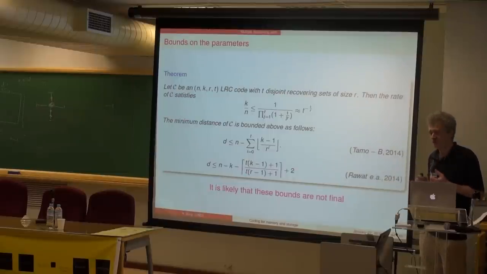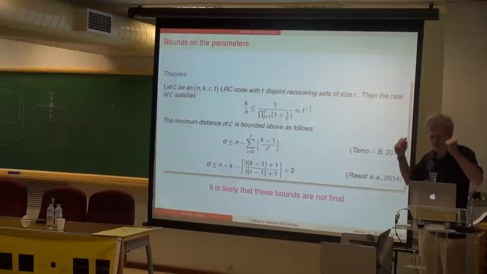These bounds are incomparable in general, so sometimes one is better, sometimes the other is better. Some of the examples that are constructed meet these bounds, but most don't. So it's not clear where the truth is. This is rather open.